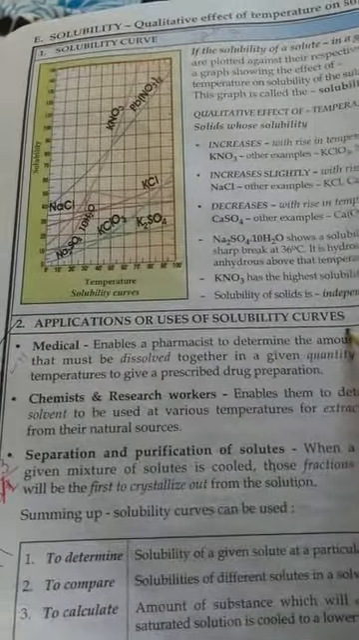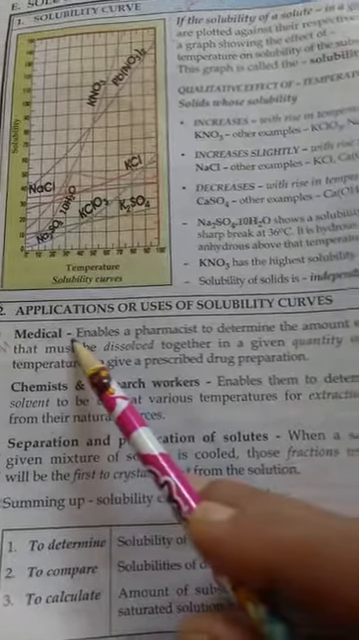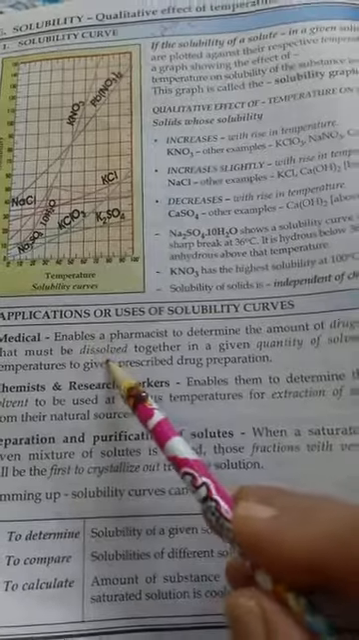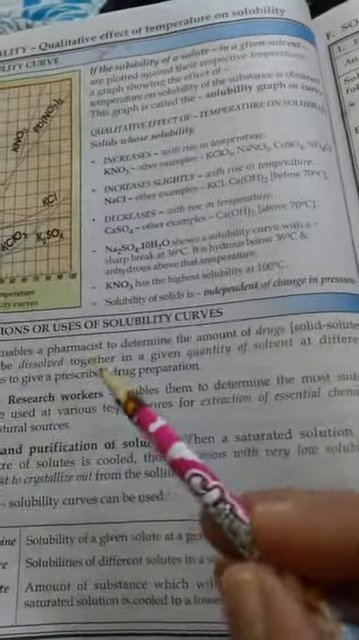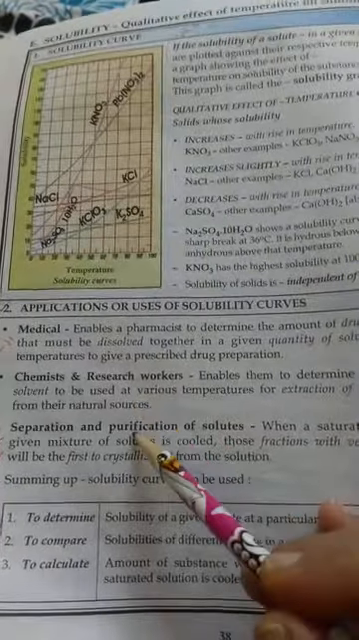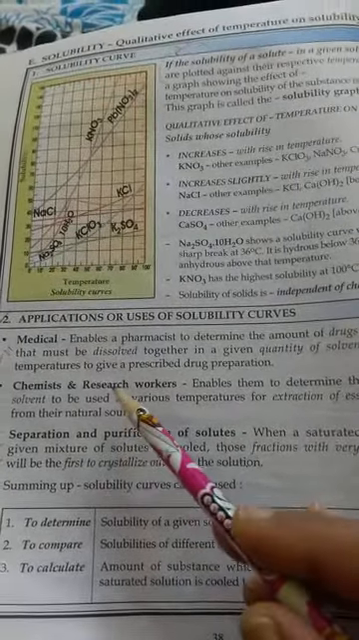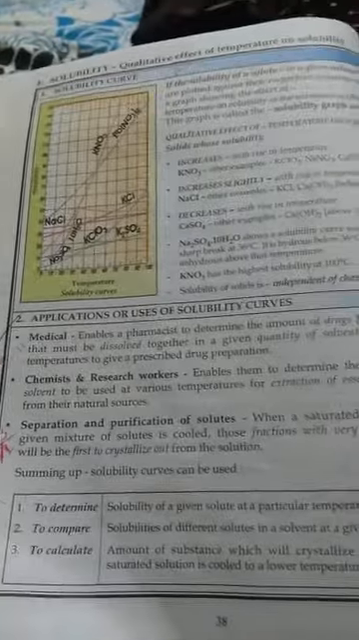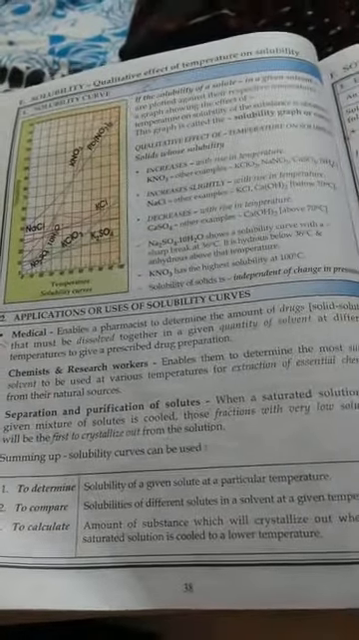Now, applications or uses of the solubility curve. First application is in the medical field, because this helps us to determine the amount of drug that can be dissolved in a particular solvent. Second, it is useful also in research work, as it determines the most suitable solvent to be used at various temperatures for the extraction of essential chemicals from the natural sources.